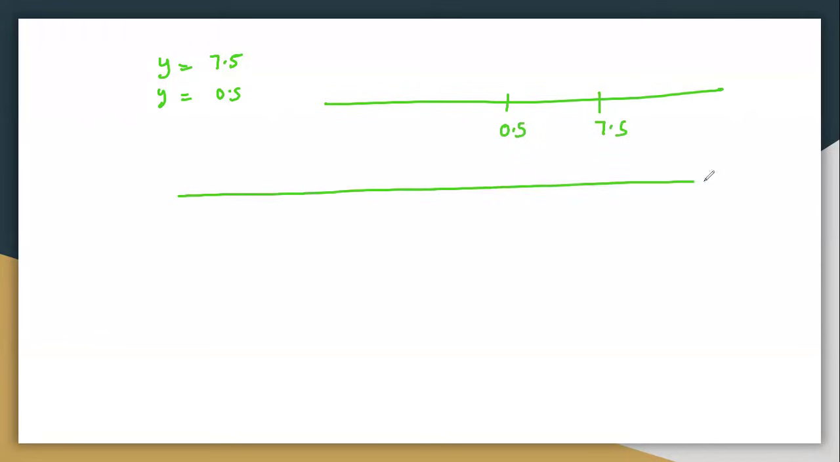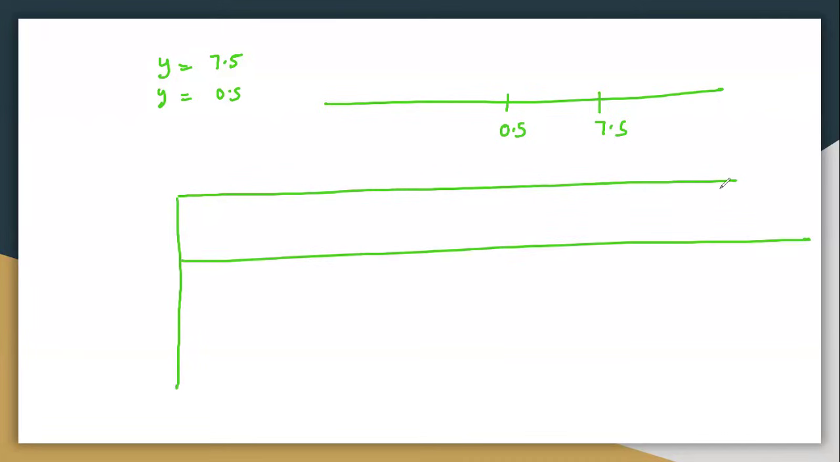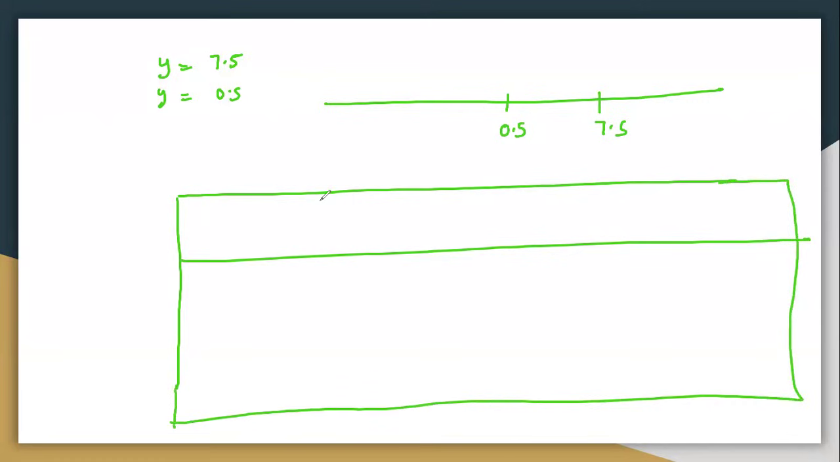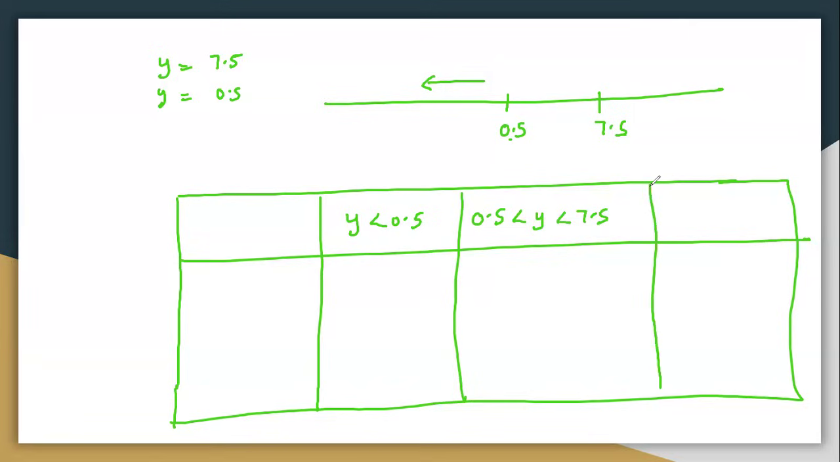So when we are approaching to get such a region, I will find out the sign change, the change in the signs of my curve. So I'm going to get a region below 0.5, which I'll call y less than 0.5. Then I'm going to get a region between 0.5 and 7.5, 0.5 less than y less than 7.5. Then I'm also going to get a region above 7.5.